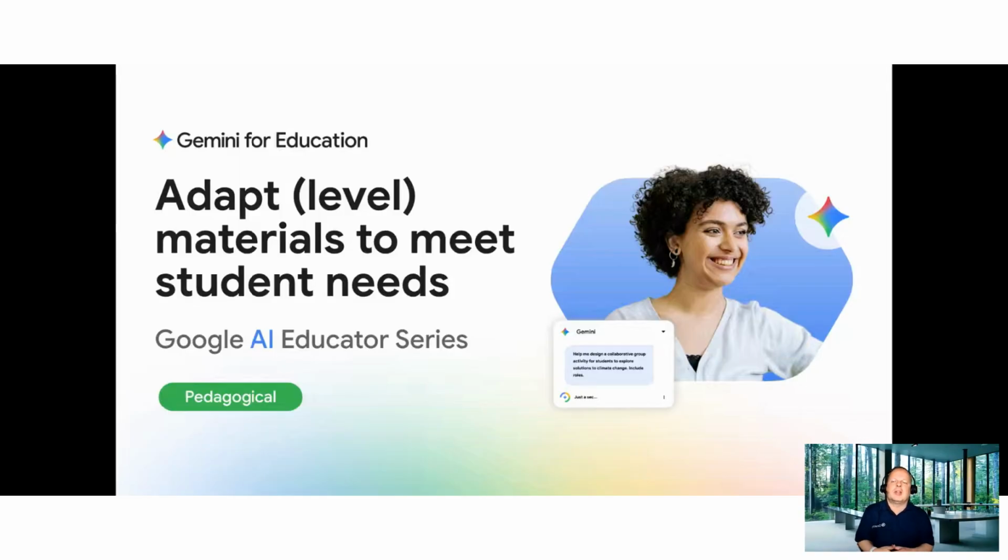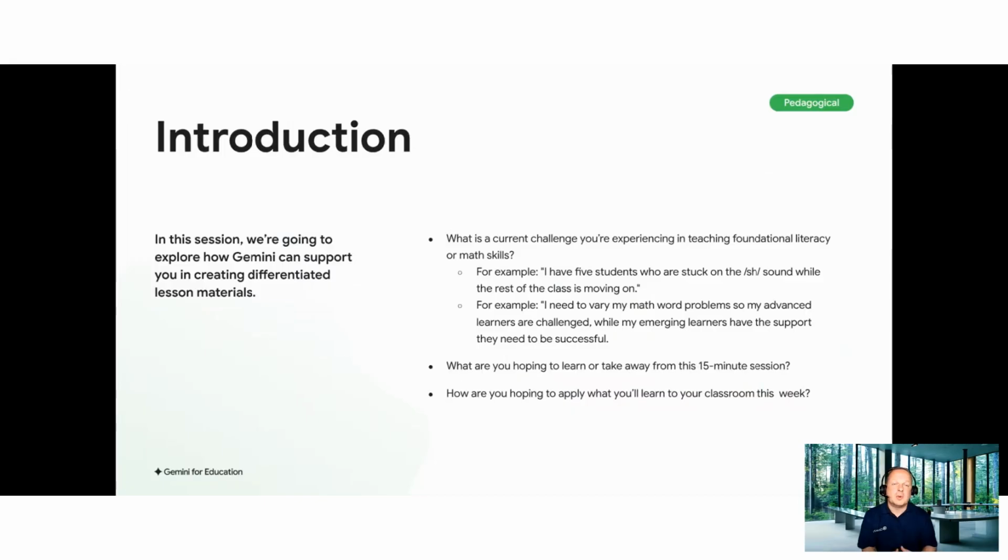In this session, we're going to be looking at how you can adapt or re-level specific materials to meet your students' needs. We know that teaching early years in particular can be a real challenge. Whether you're in reception or key stage one, it's a constant balancing act, trying to make sure that each of your students is able to learn the key skills that they need, while the rest of the class sometimes is trying to move ahead. So balancing all of this and navigating all of this and coming up with differentiated materials can be a real challenge. But this is exactly where Gemini can support you.